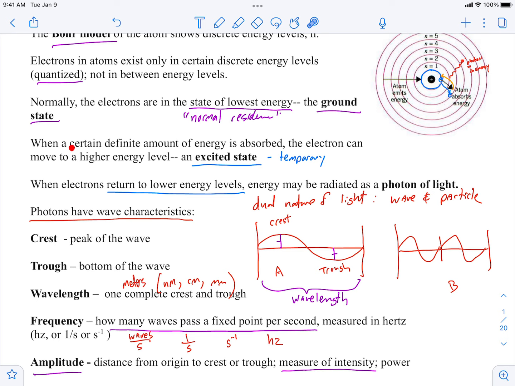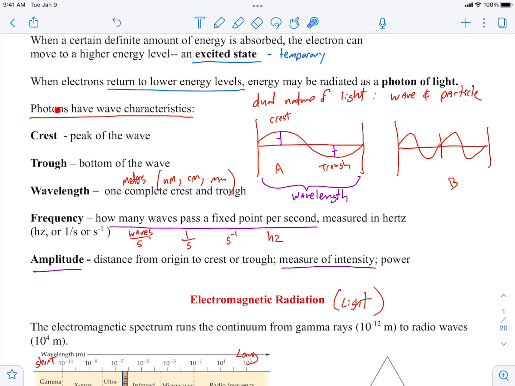It cannot stay there. When the electron falls, a photon is released. Photons have wave characteristics, and one of those wave characteristics is wavelength. From wavelength, we can calculate how frequent that wave is, how many waves pass per second. Mathematically, these can be tied together.